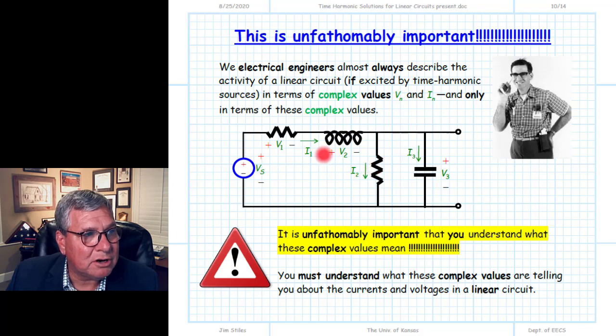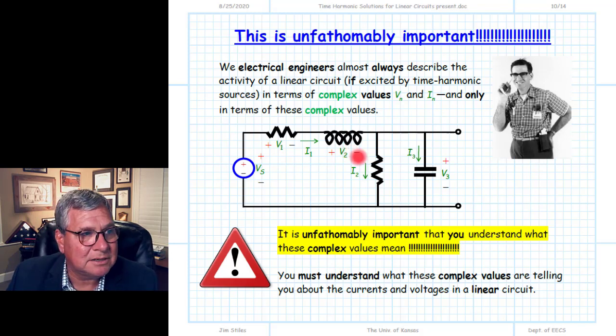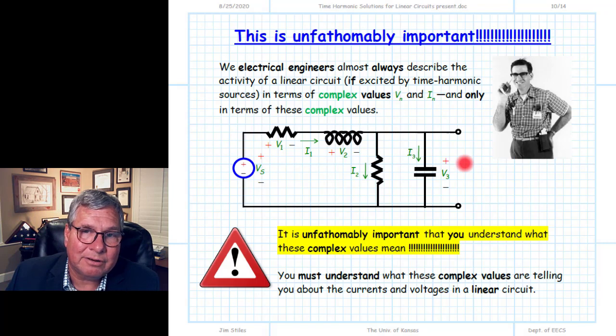That's true for each current: a complex number describing the voltage in relative phase, a different complex number, different magnitudes, different phases. Likewise for the source and the voltages that we find, each of them will have a different complex number, each one describing the magnitude of the oscillation and the relative phase.